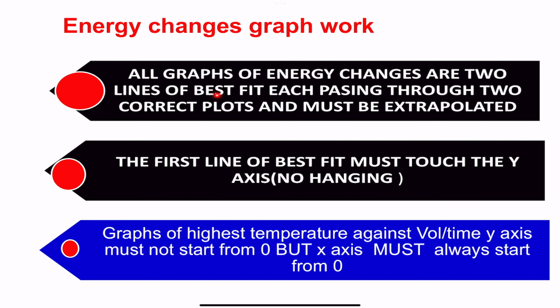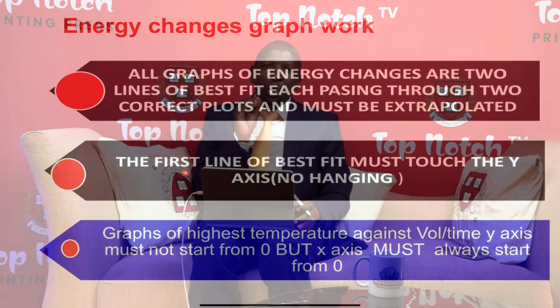All graphs of energy changes are two lines of best fit, each passing through two correct plots, and the two lines must be extrapolated. So what does that tell you? There will be no smooth curve in energy changes, and there is no graph whereby you're going to draw one line. It must be two lines of best fit.